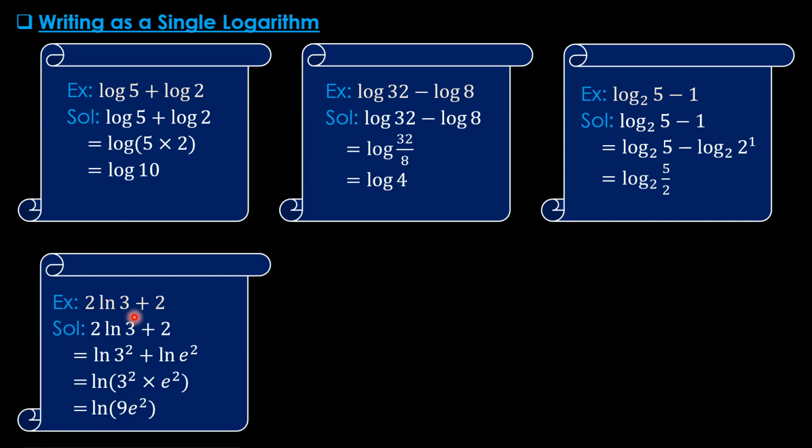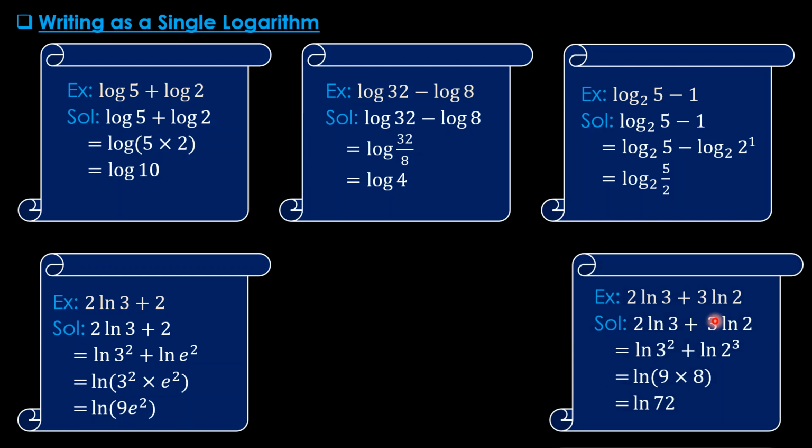2 ln 3 plus 2. 2 ln 3 means ln 3 square, because this 2 we can bring to 3 as 3 square. And 2 means ln e square, because in ln the base is e, that's why for 2 we can write down ln e square. Now ln 3 square plus ln e square, we can write it down as ln 3 square times e square, which is 3 square means 9 e square, so ln 9 e square.